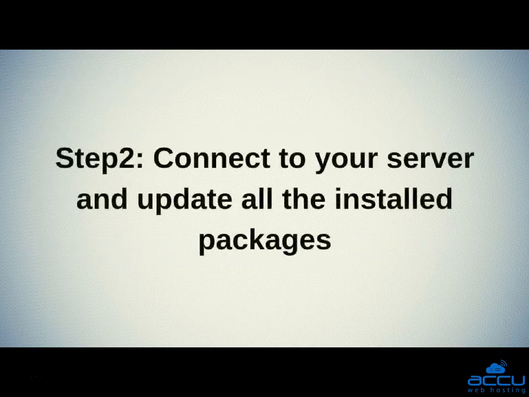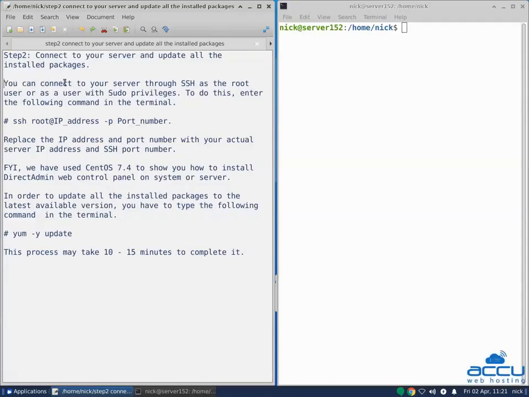Step 2. Connect to your server and update all the installed packages. You can connect to your server through SSH as the root user or as a user with sudo privileges. To do this, enter the following command in the terminal. Replace the IP address and port number with your actual server IP address and SSH port number. Enter the password of the root user in the password field, and press enter.